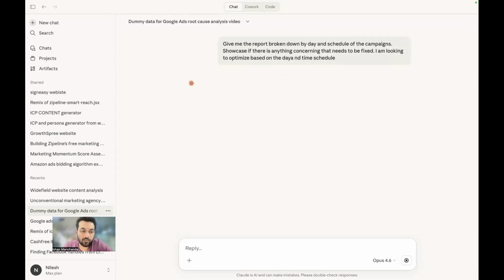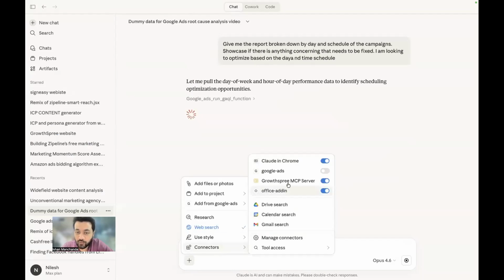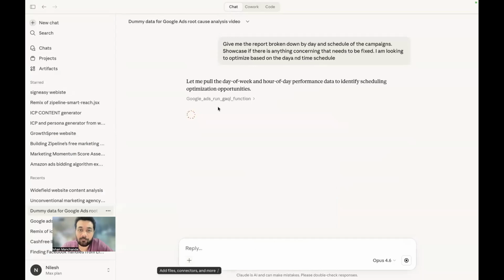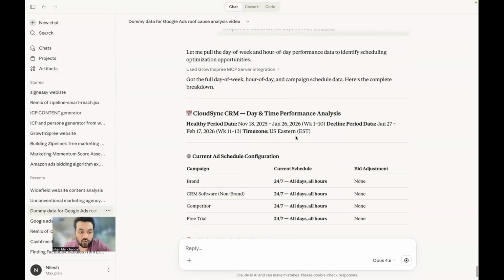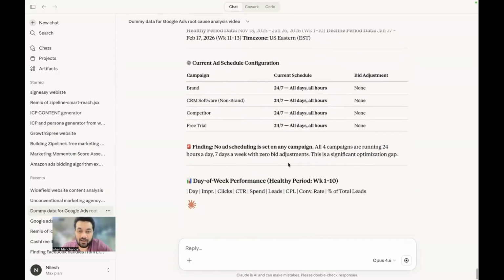So again, it's a simple prompt that you need when you're working with the MCP. Make sure that you have GrowthSpree's MCP connector enabled. Once you do that, give it a simple prompt of what you're looking for. It will start running the GAQL function. It will pull the entire report based on the week, day of the week, and hour of the day performance, and will also point out, as you will see, the areas of concern and how you should actually optimize.